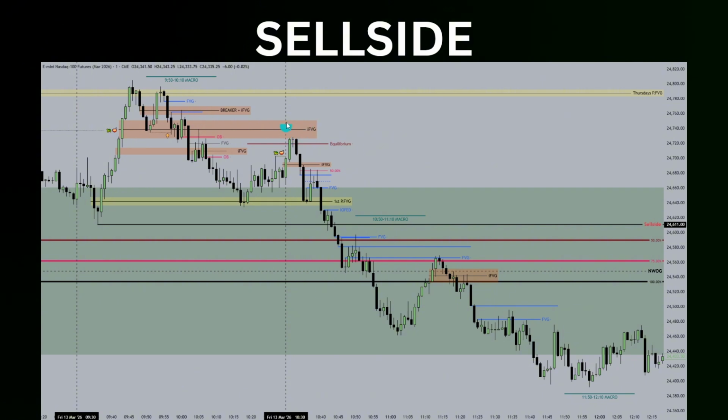So from here, we're now out of our 10:30 time zone, but we have this continuation run lower. So we trade off lower, and after this stop run, we invert this inversion fair value gap here, which should not be inverted after the stop run if we were to continue going higher.